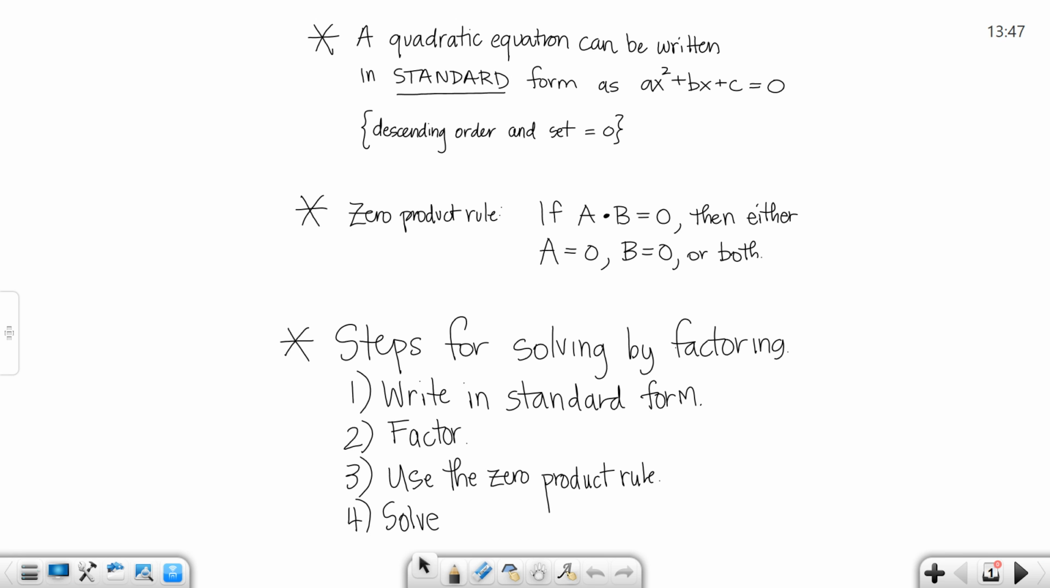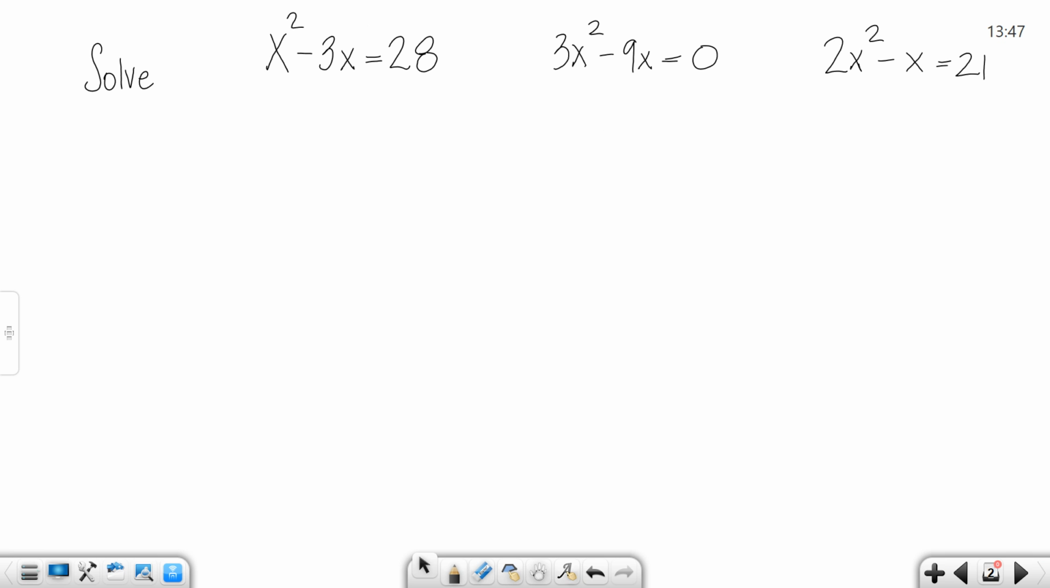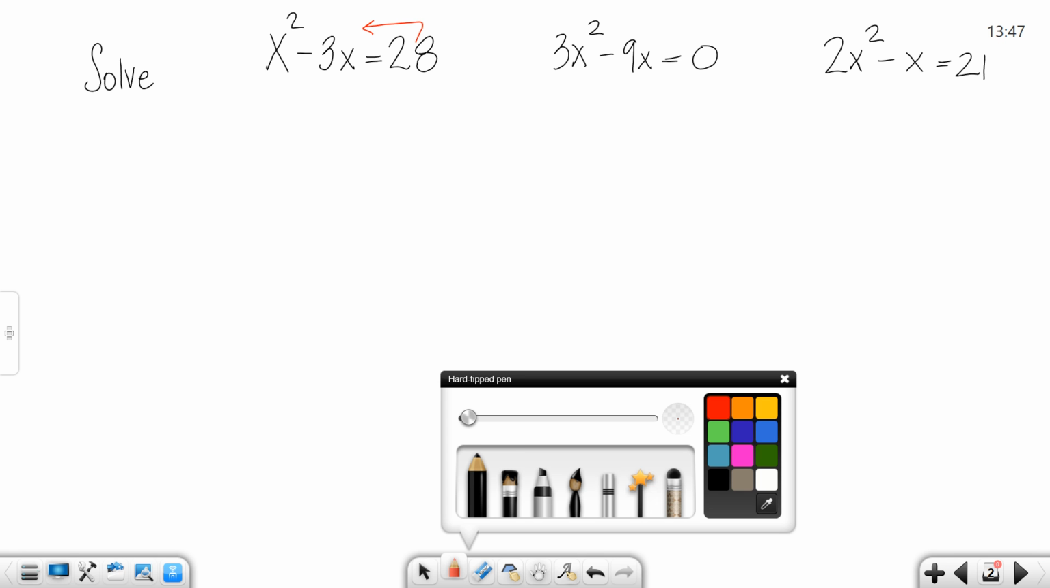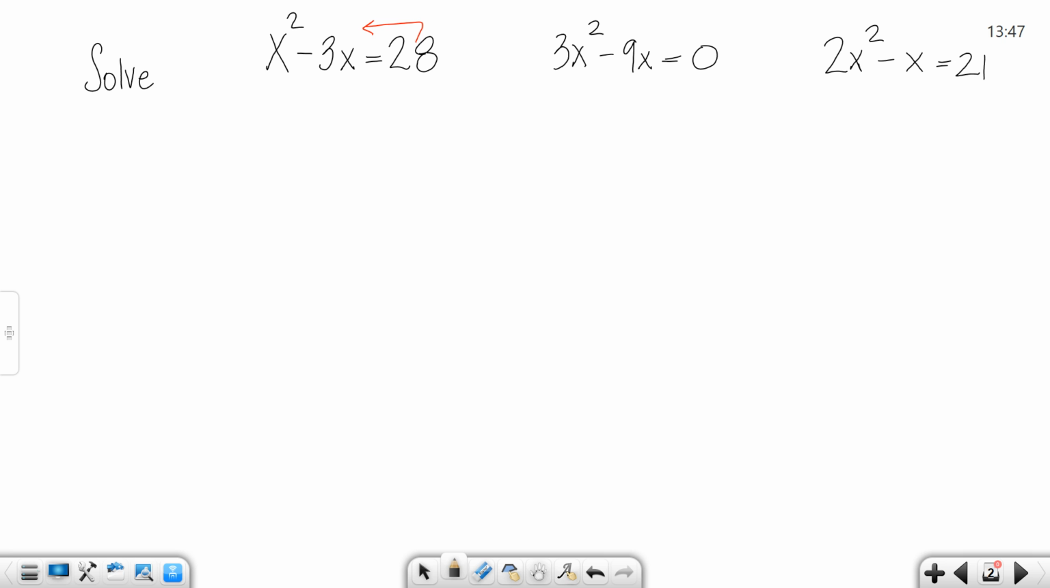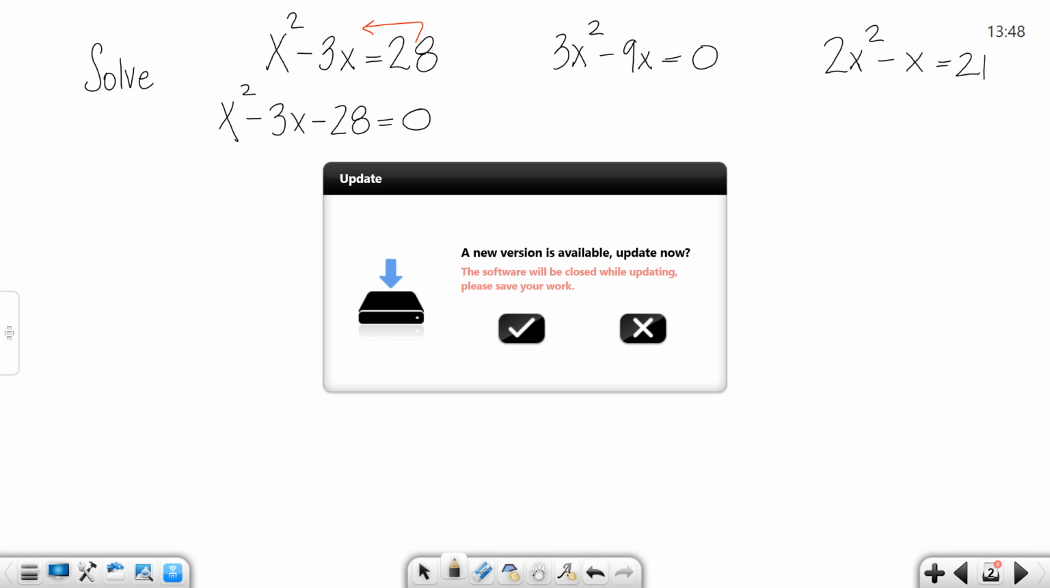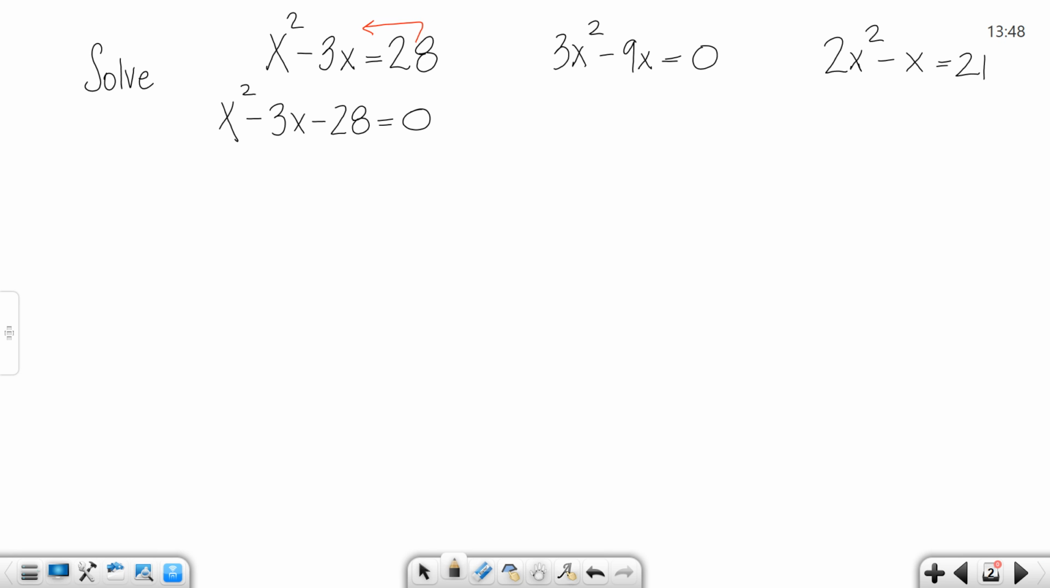And then you have your steps for factoring. Okay, I'm asking you to do 3 of these. The very first thing that you have to do when you're solving by factoring is make sure it's in standard form. This first one is not in standard form. The reason it's not in standard form is that the 28 needs to be on the other side. So when you move the 28 over, you get x squared minus 3x minus 28 equals 0.